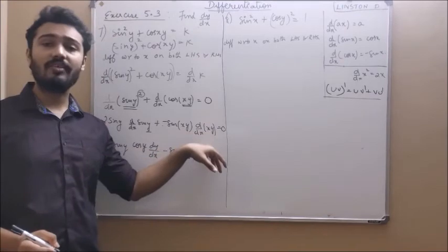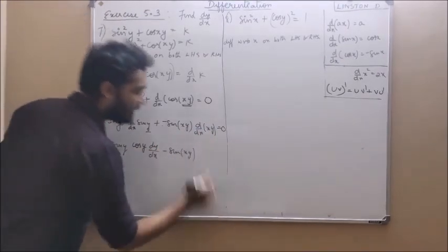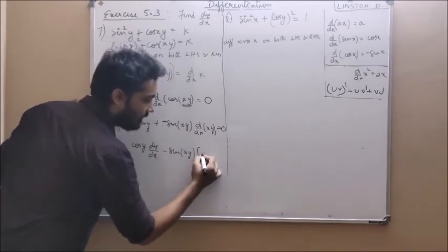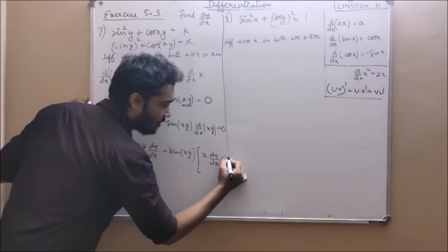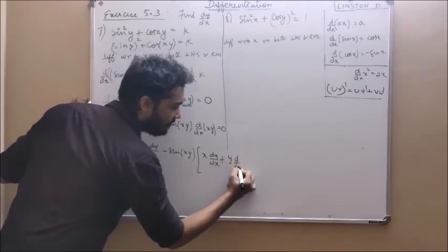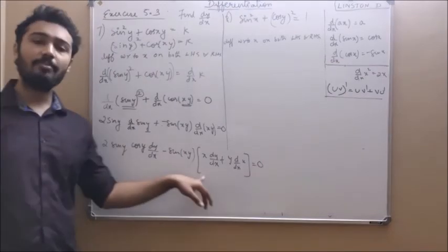Now what is d by dx of xy? xy is a product. We have already done this in the previous one. So it is x into dy by dx plus y into d by dx of x, equal to 0. So we have applied the UV rule.